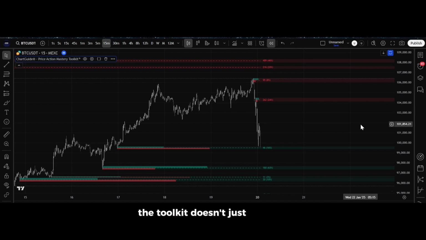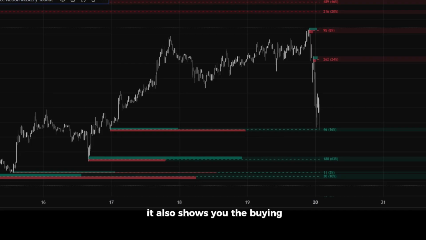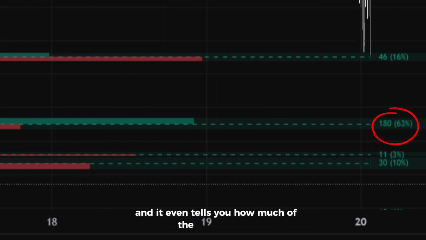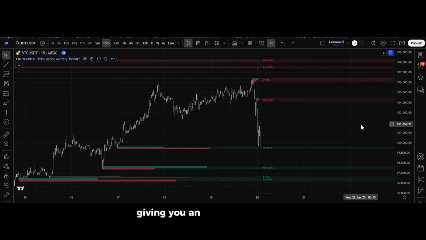The toolkit doesn't just mark the order block, it also shows you the buying volume and selling volume inside that block. And it even tells you how much of the total volume that block represents, giving you an idea of how strong that zone is. This helps you not only see where big orders were placed, but also how much interest there was from buyers and sellers in that area.